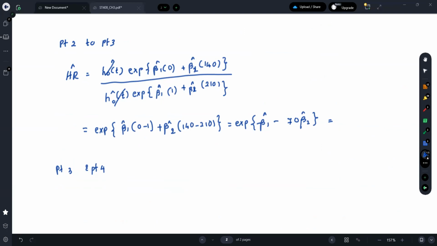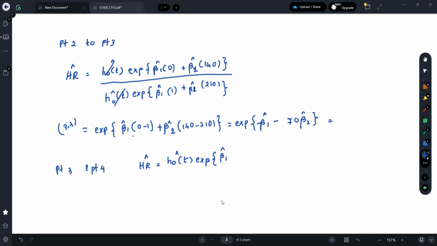Okay, let's see. So, how do you write this one? Hazard ratio, estimated hazard ratio. Why estimated? Because your beta hats you estimate from the data set. Now you see, with the practice, since h naught t cancels out, you can straight away write down this equation. This is 3.3. So if you want, you can omit this first step and straight away write this equation. But if you want to not miss anything, it is better to start from the beginning and do it.